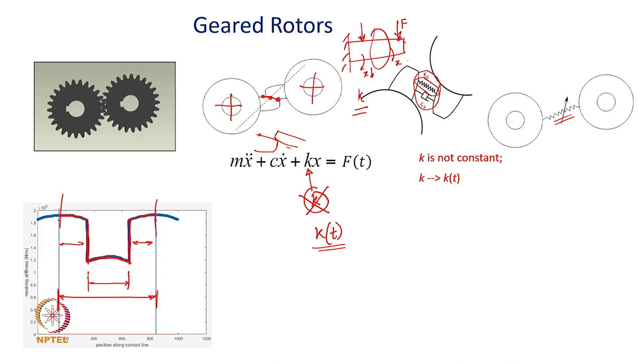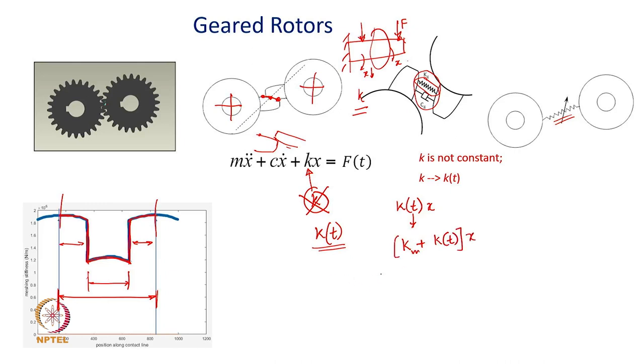Okay? And because of that, as we discussed in the previous case as well, you can treat this k to be a constant term, a mean value, and some fluctuating component, that is going to be kt, which is the fluctuating component.